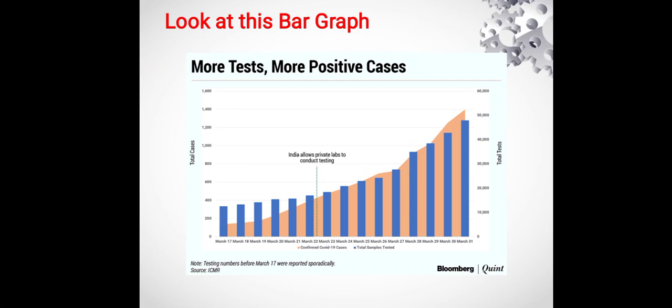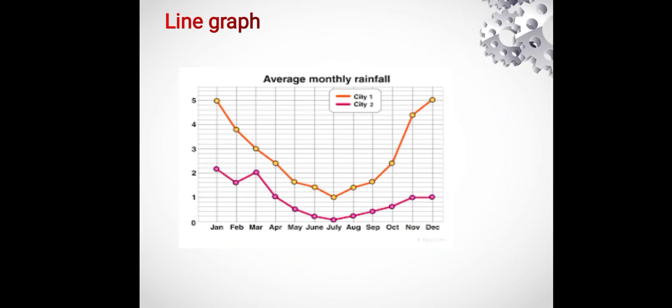Look at this bar graph. This is about COVID tests and positive cases. This is line graph about average monthly rainfall in two cities. In bar graph, you can see bars, and in line graph, you can see lines.